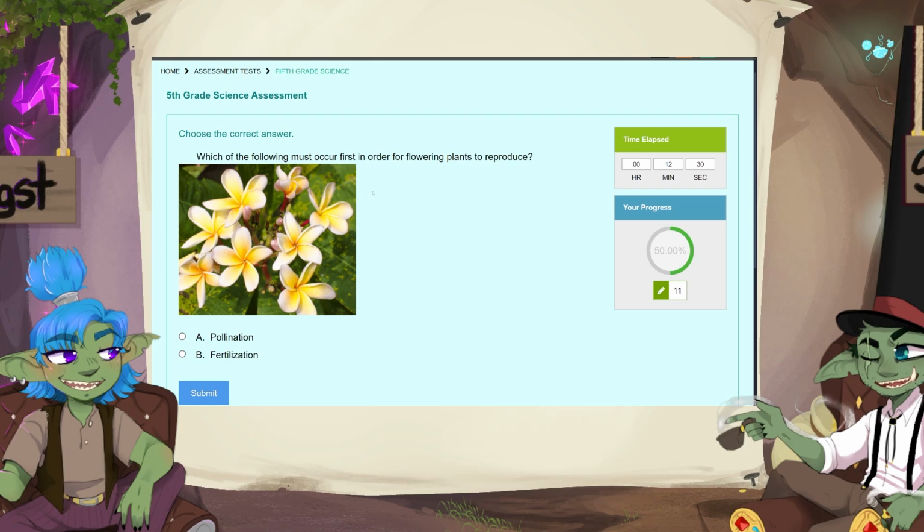Okay, anyway, which of the following must occur first in order for flowering plants to reproduce? Pollination. But why would fertilization be here if that wasn't the answer? I feel like pollination is too easy. Because fertilization is part of it. They have to be pollinated and then they become fertile. I don't like how you said that. It's got to be pollination.